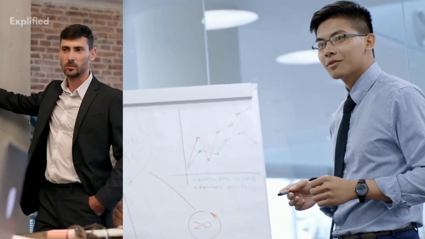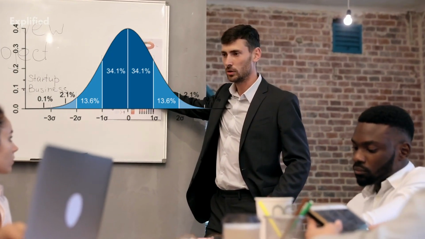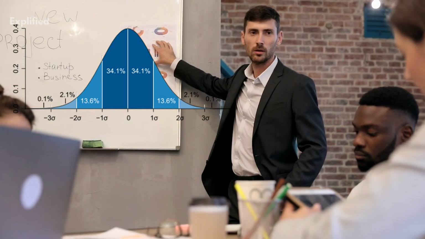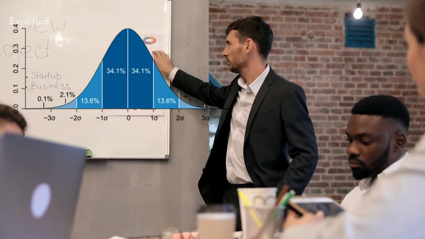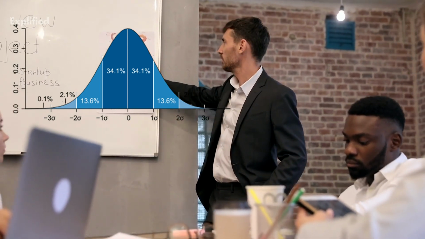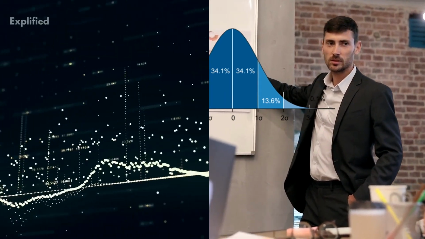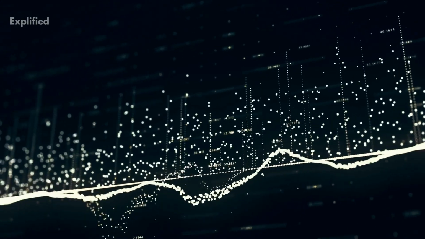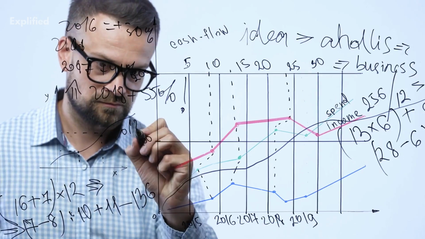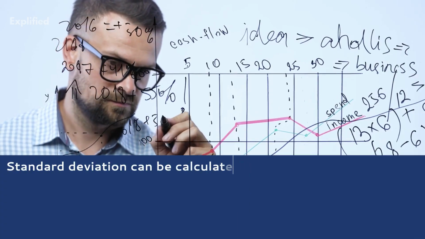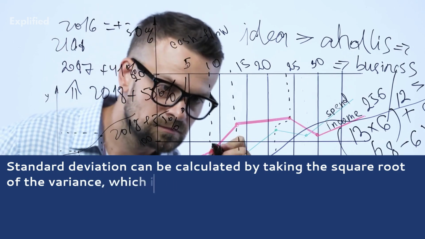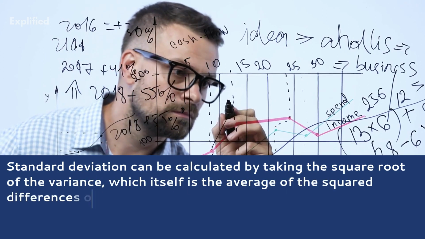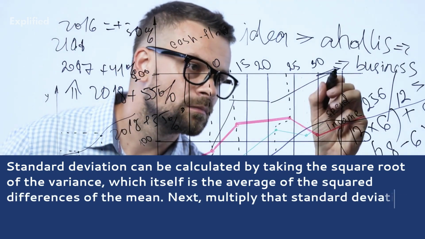Next, the standard deviation of the security's price will be obtained. Standard deviation is a mathematical measurement of average variance and features prominently in statistics, economics, accounting, and finance. For a given data set, the standard deviation measures how spread out numbers are from an average value. Standard deviation can be calculated by taking the square root of the variance, which itself is the average of the squared differences of the mean.